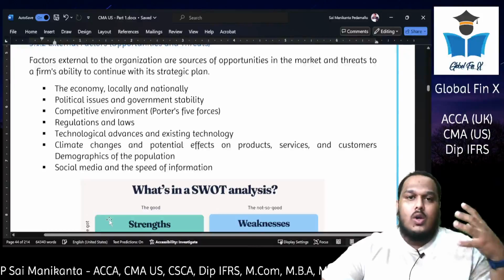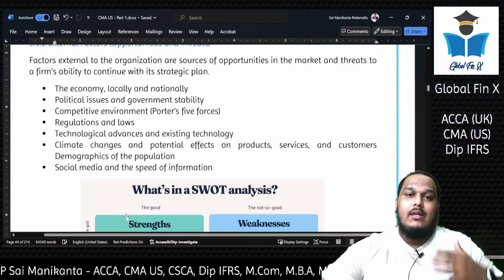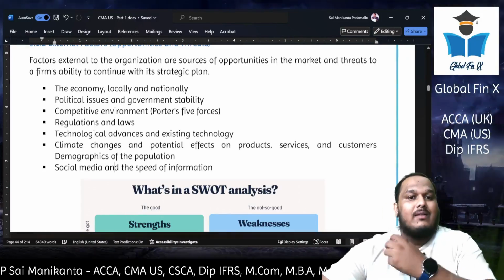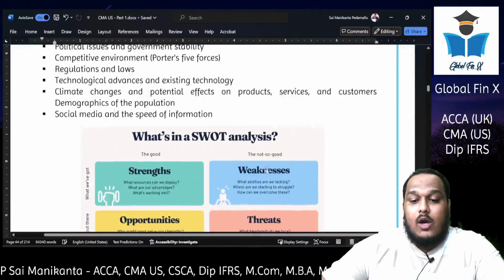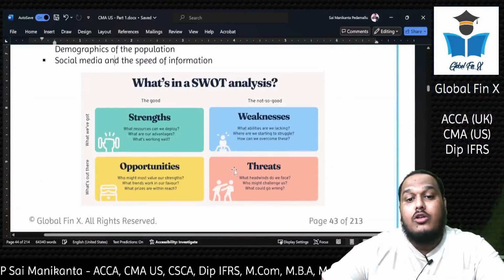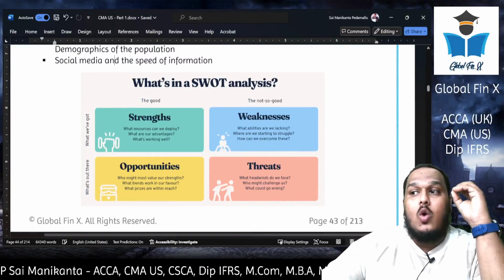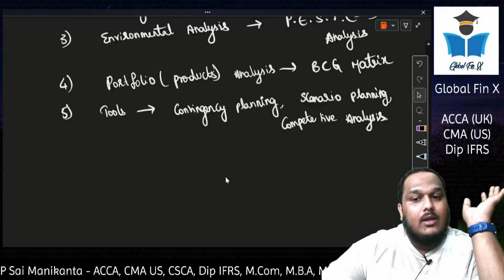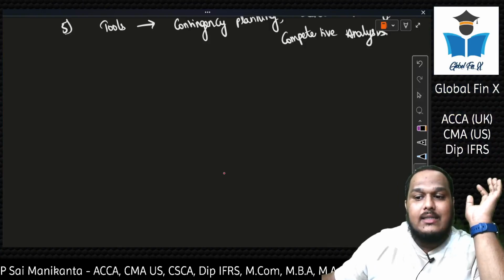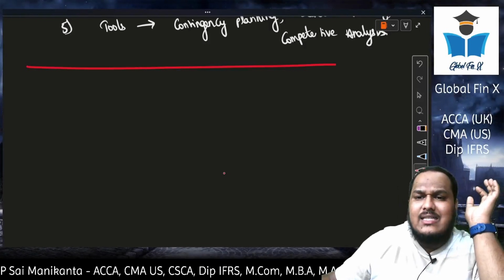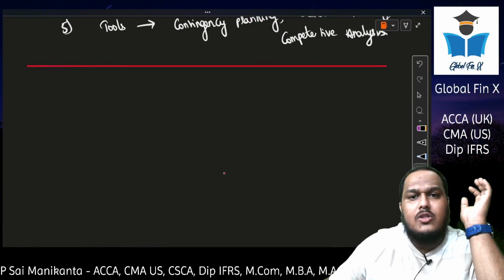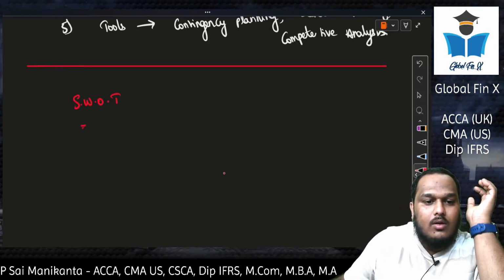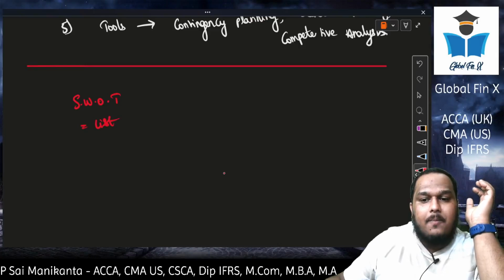So all of these are external to our company and they can have a positive impact. That would be an opportunity. If they have a negative impact, that is a threat for us. Now, before I close this lecture, I want you to understand one thing. SWOT analysis by itself does not give you anything. Remember this, SWOT analysis by itself is just a list of your strengths, weaknesses, opportunities and threats. It's just a list. Then what should we do?